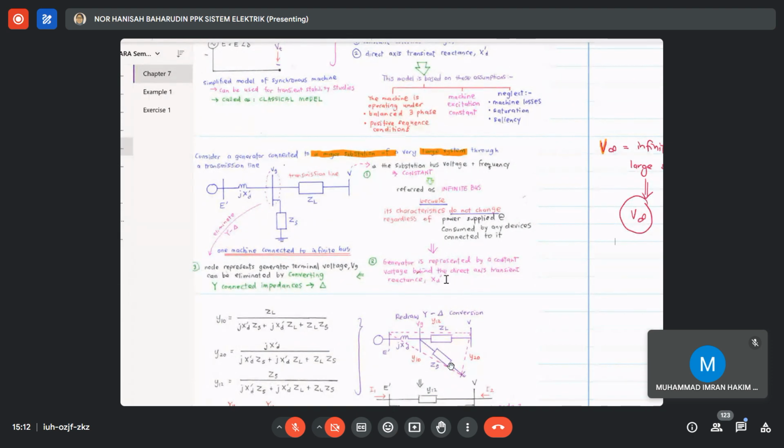Even though I have repeated this again and again, I hope that you know that this is very serious. If you don't understand what is infinity bus, you are going to have difficulty in answering the final exam question.